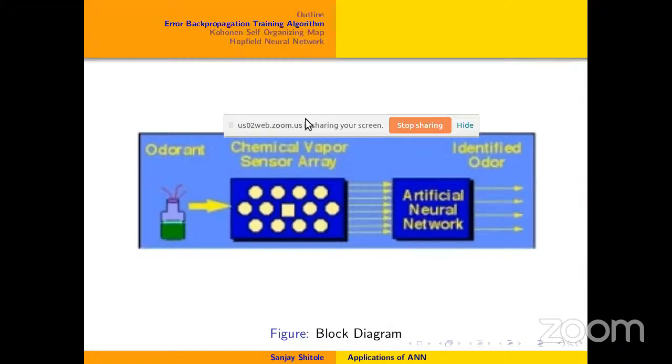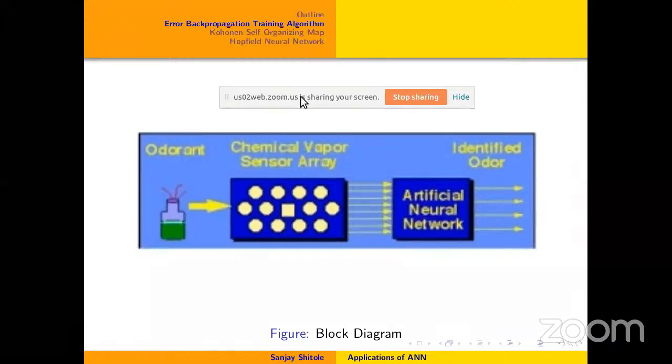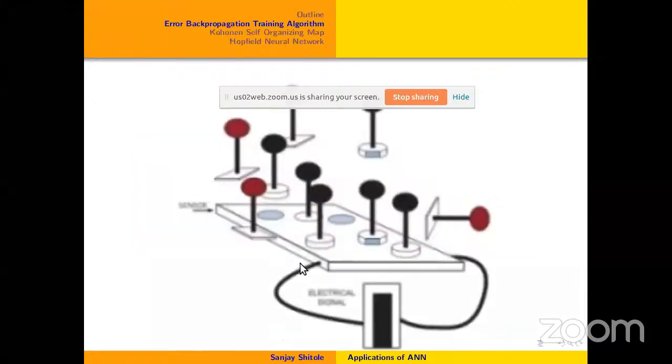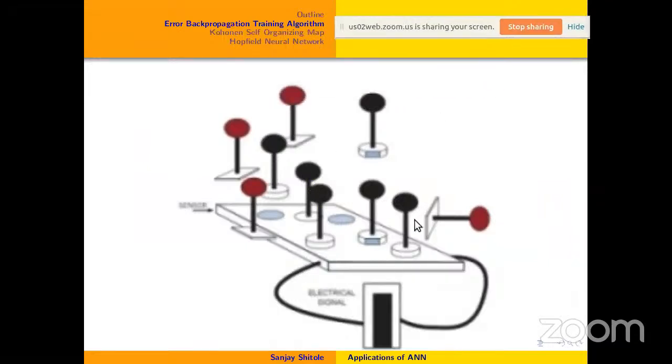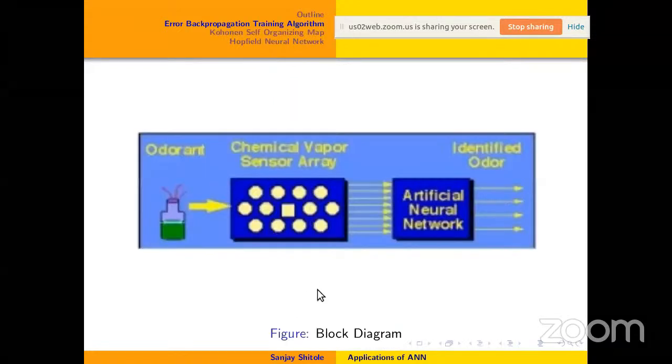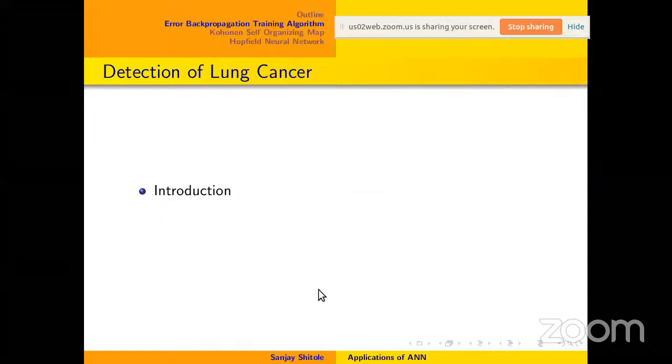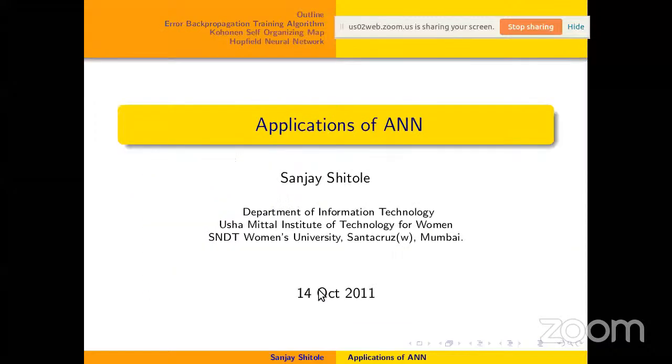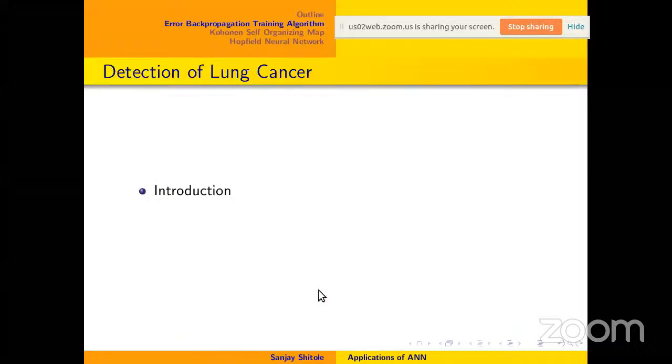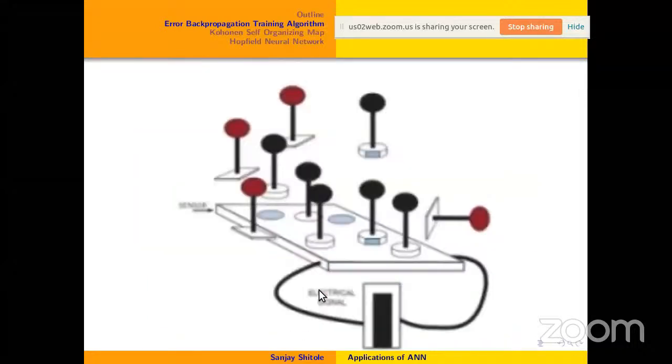Now, the next slide. This figure gives you some idea about all these chemical sensors. Total nearly 11 such sensors are there in this figure.